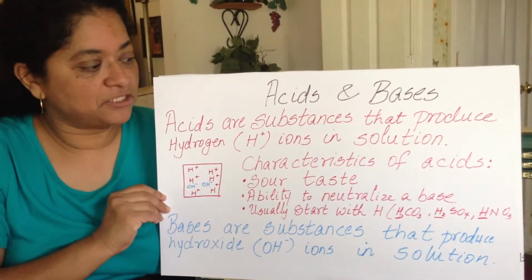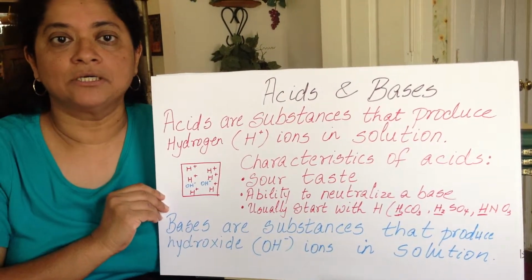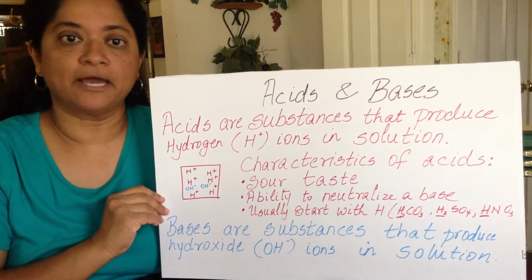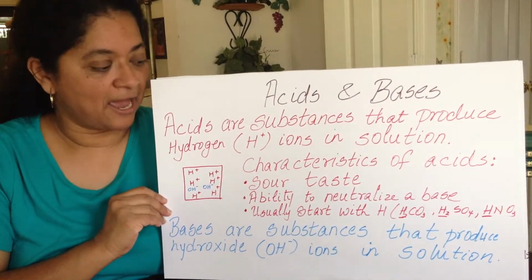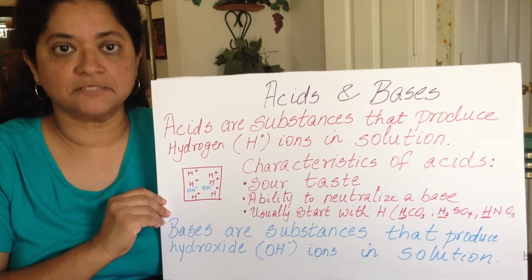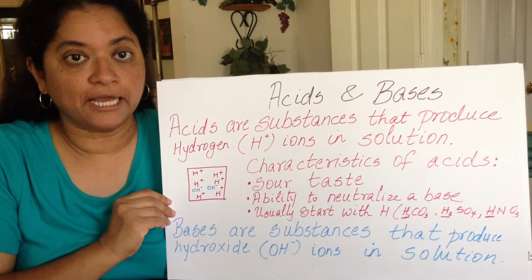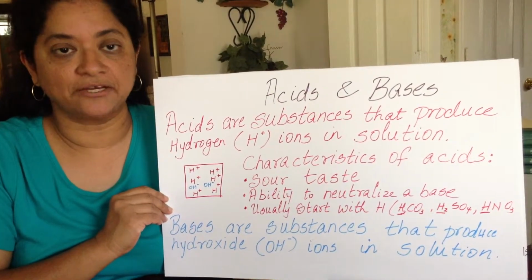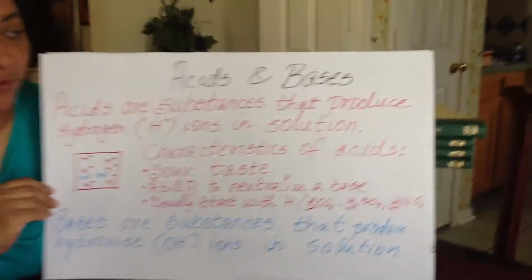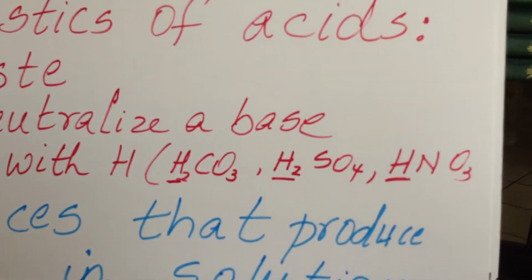Acids have the ability to neutralize a base. Okay, what is neutralize? To make of no effect or to nullify. To neutralize an acid, you would have to use a base. So an acid has the capacity to neutralize a base. That means make a base of no effect. When you write out the formula for an acid, they usually start with an H, which is hydrogen. I have a few examples there: carbonic acid, sulfuric acid, nitric acid, all begin with an H.